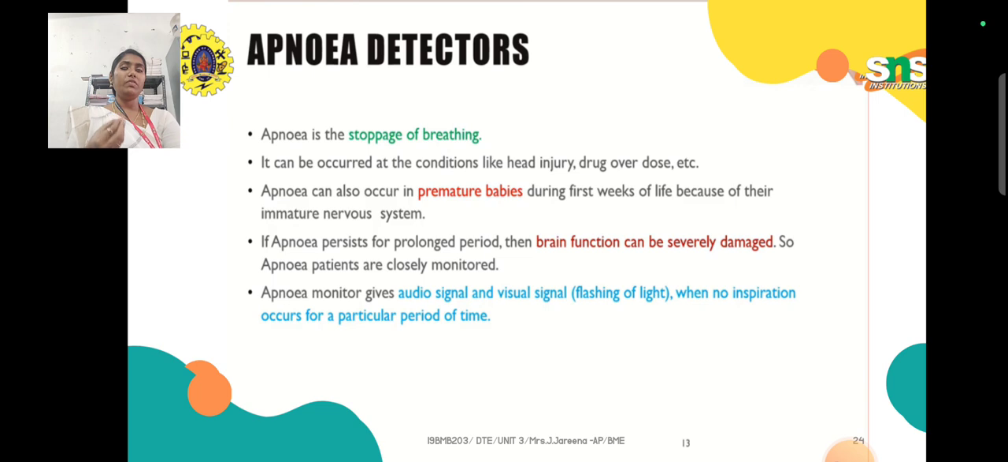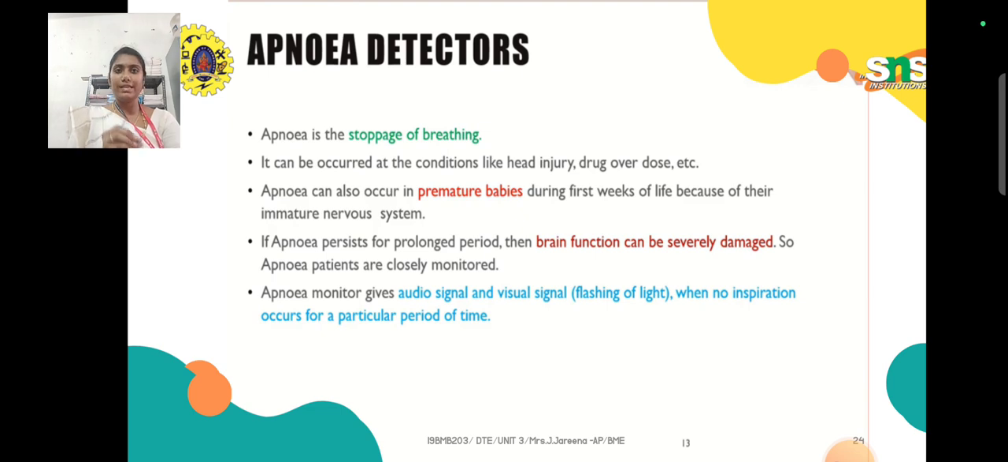At one point, if we do not treat this condition as an immediate case and do not give it immediate notice, the patient will go to death. That is a major problem you can see in apnea condition. So we have to take immediate action and immediate treatment as soon as we diagnose this type of apnea. There is a type of device used exclusively to measure and diagnose this apnea condition. That is what today's topic is about.